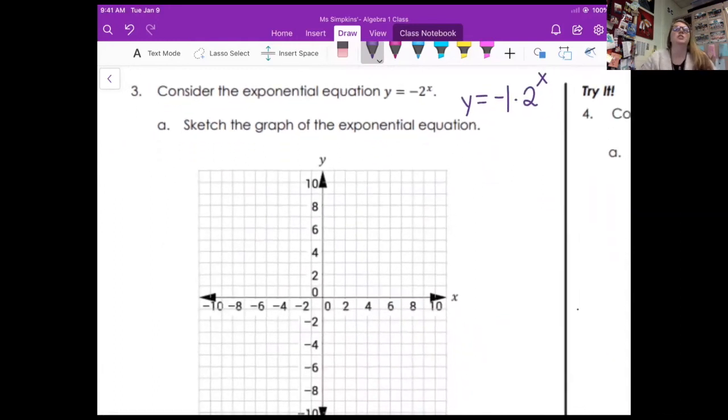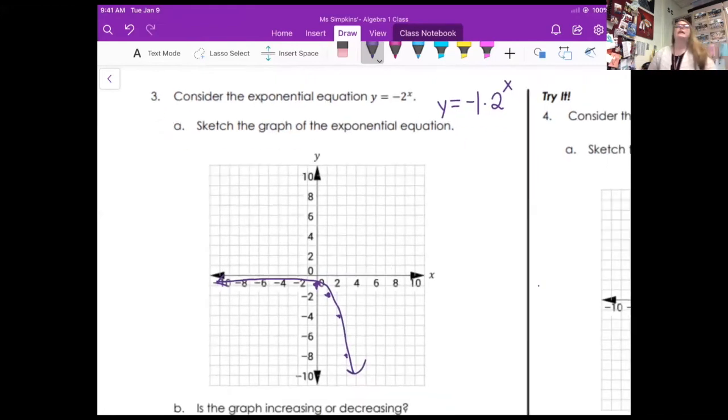So again, still going to start on my y-axis at what point? 0, -1. And again, I'm doubling. What's double of -1? -2. What's double -2? -4. What's double -4? -8. So this graph should look like this instead.